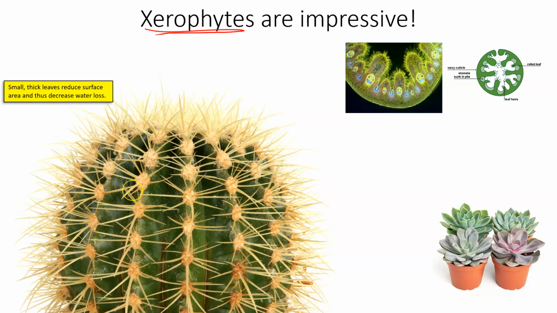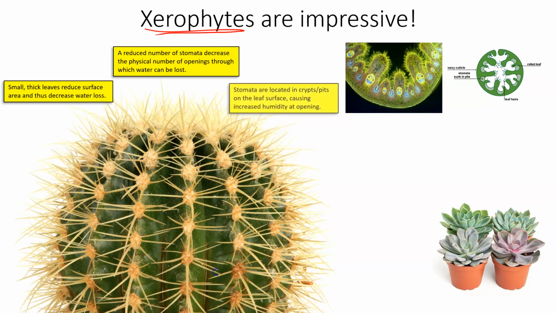These spines on a cactus are actually rolled leaves. They're modified leaves that used to be leaves but have been reduced because we want to conserve water loss. What are the structures that water is lost through? The stomata. If you roll your leaves and decrease the stomata, you're going to decrease the amount of water lost. A reduced number of stomata decreases the physical number of openings through which water can be lost and therefore will reduce the amount of water lost.